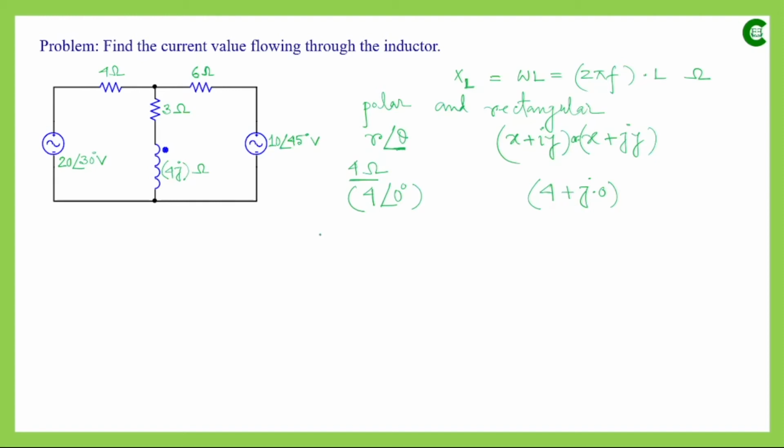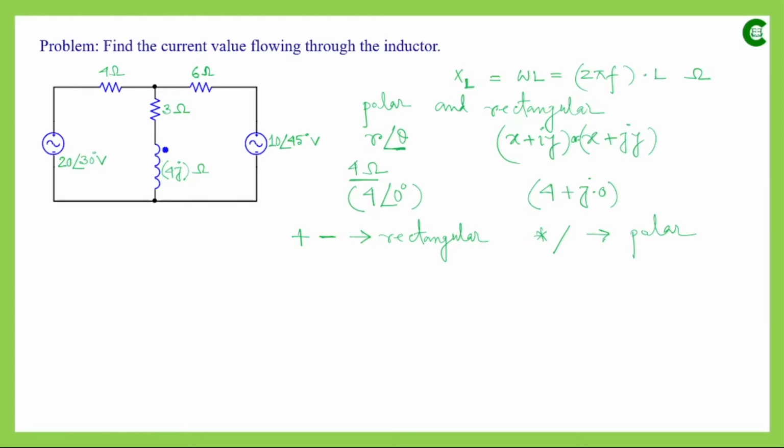Now we know that if we want to add or subtract two values in an AC circuit, we do that in rectangular form. If two values are in rectangular format, we can directly apply addition or subtraction. And if we want to apply multiplication or division, and the two values are given in polar format, then it is easier for us to multiply or divide those two values.